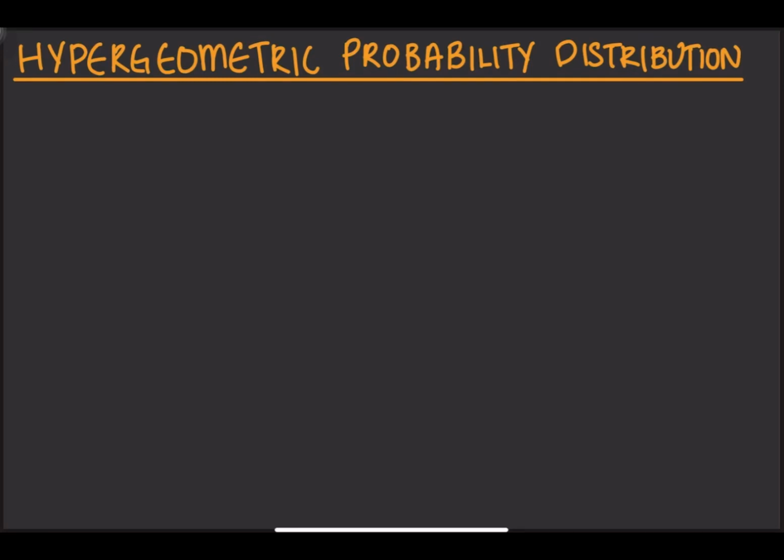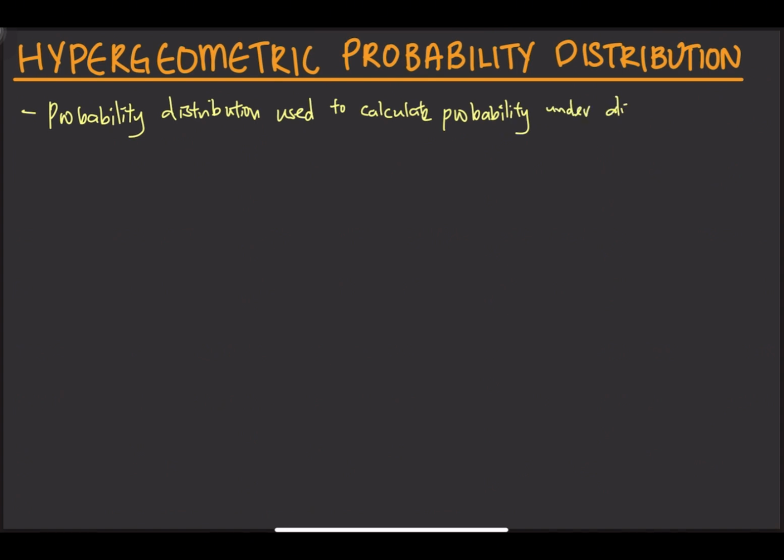In today's video, we'll be talking about the hypergeometric probability distribution. Well, what is the hypergeometric probability distribution? It's the probability distribution used to calculate probability under a discrete variable.